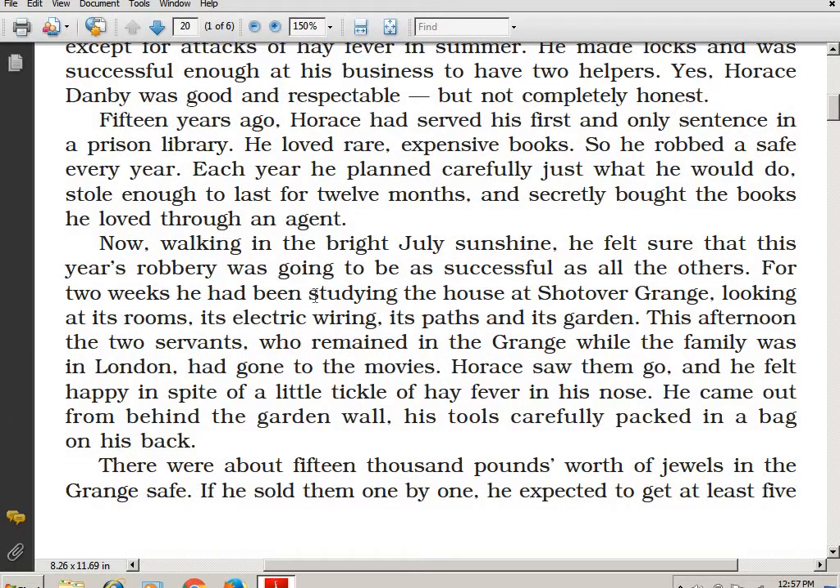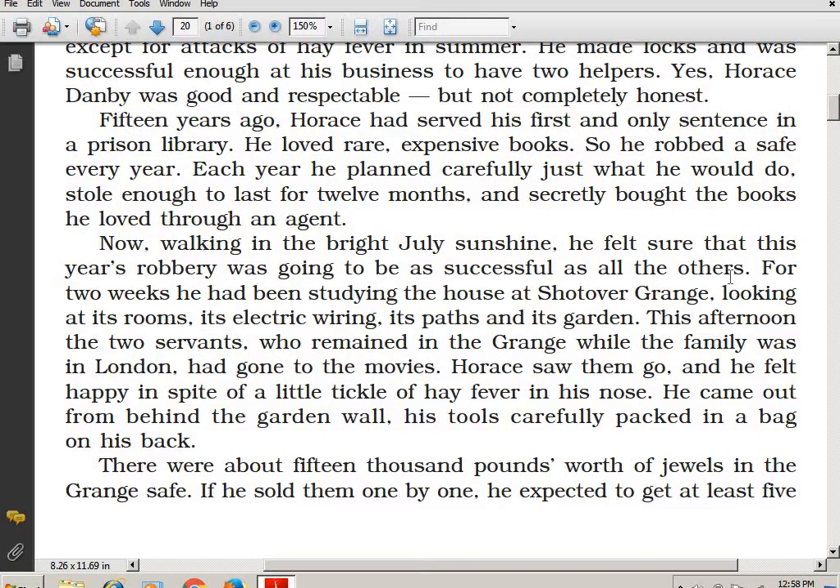Now, walking in the bright July sunshine, he felt sure that this year's robbery was going to be as successful as all the others. So what is that? He is already planning another robbery. And what is this? As he is walking in the bright July sunshine, he is feeling sure that this year's robbery also is going to be as successful as all the years.